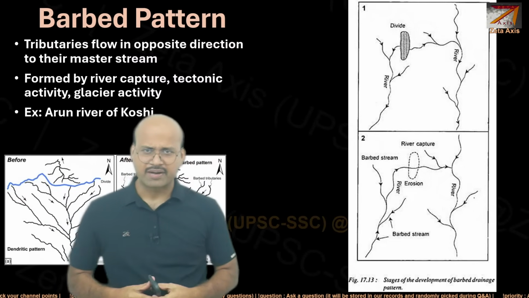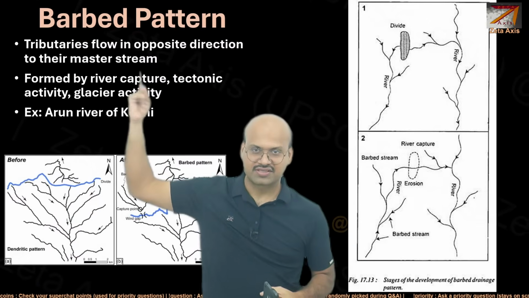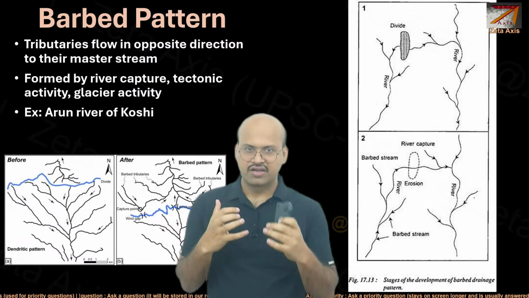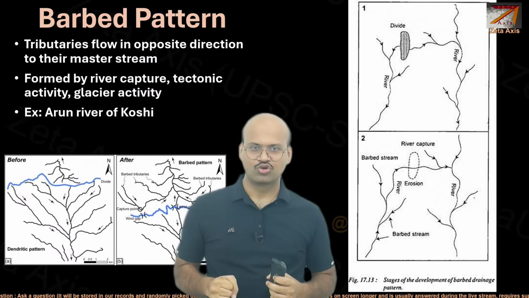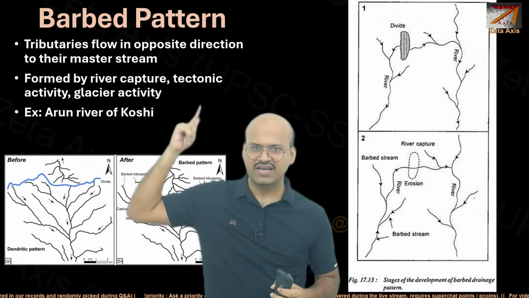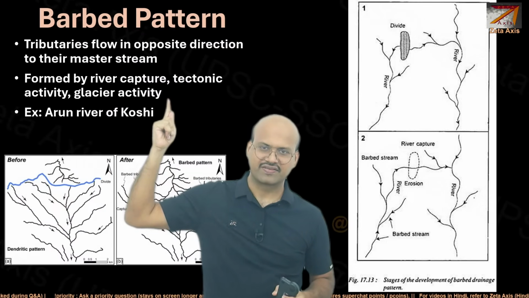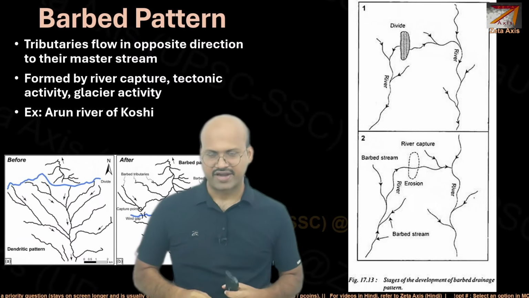Next is barbed pattern. Tributaries flow in opposite direction to their master stream. Now this is a very different kind of flow, where we see that the flow direction of the tributary is opposite to the main branch, and it is formed by river capture. Mainly it is formed by river capture or even tectonic activity or glacier activity. Arun River of Kosi is an example of barbed pattern.